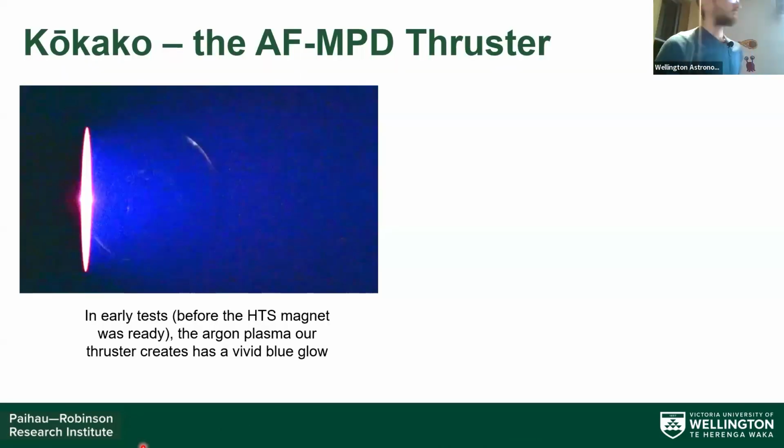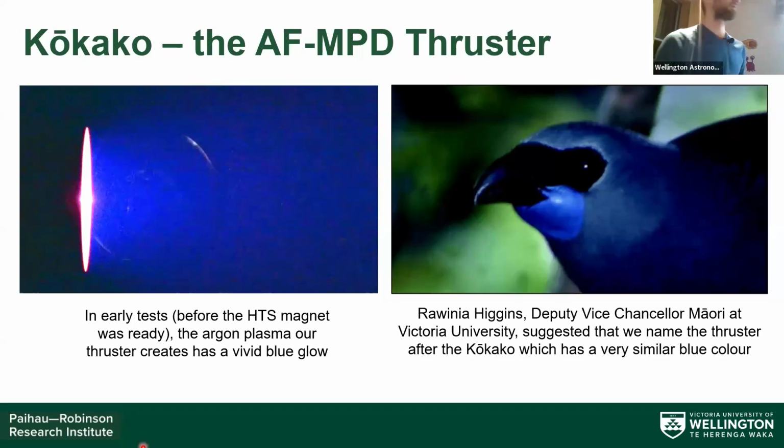So here's another image from the early tests of the thruster. And it had a striking resemblance to the color of the plumage of the kōkaku. So we were very happy to be gifted the name of kōkaku for our thruster system.